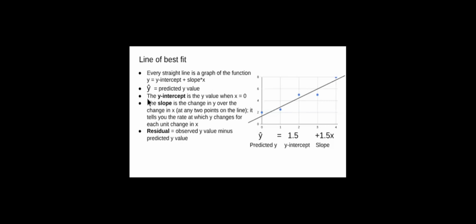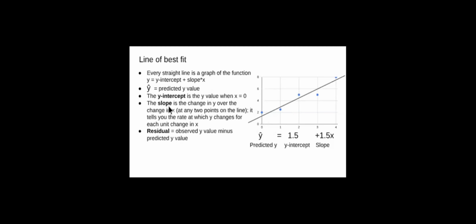Now the y-intercept always means the value of y when x equals 0. So in this case, the y-intercept would be, let's say, 1.5. Let's say if this is 1 and this is 1.5. So we see the line goes right through 1.5 at x equals 0. So the y-intercept will be 1.5.